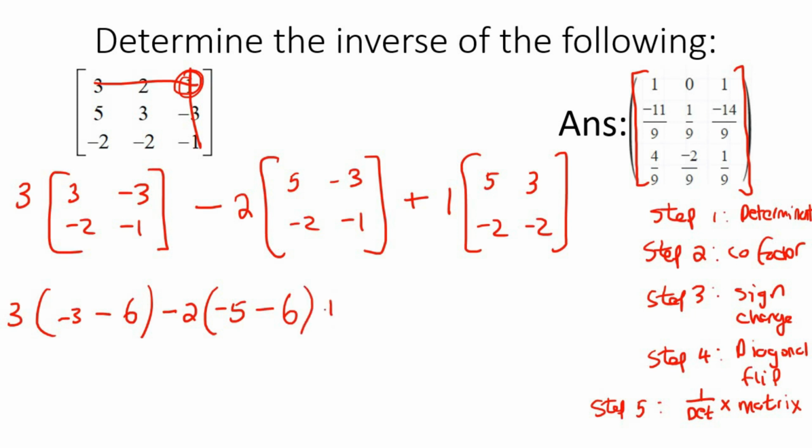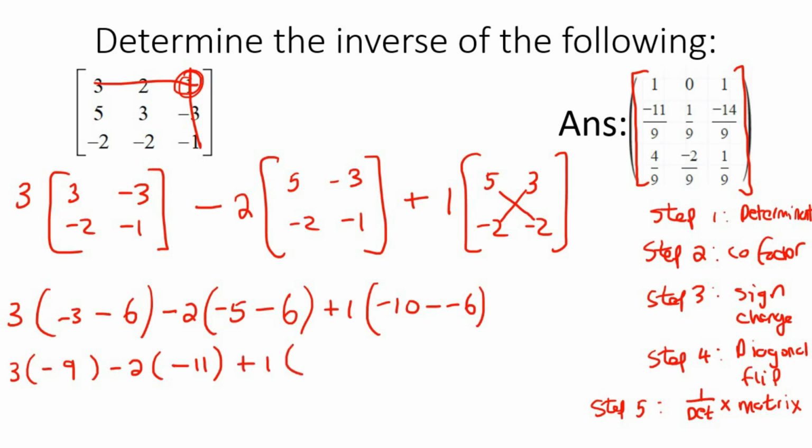Okay, and then you're going to say +1, and then you're going to multiply these two, subtract, and then these two, which is -6. Now we're just going to simplify. So that's 3 times by -3 take away 6 is -9. And then -5, -6 is -11. Okay, and then you're going to say +1, and then this becomes a positive. So it's -10 plus 6, which is -4.